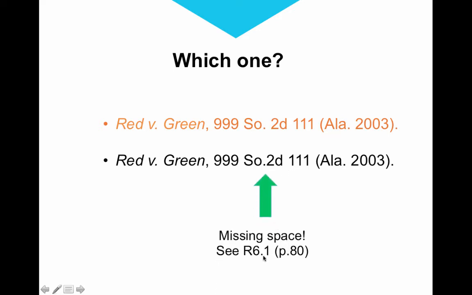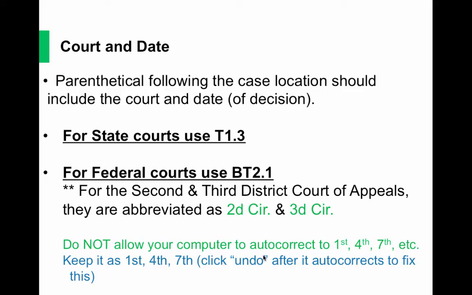Again, Rule 6.1 is going to be your best friend. The last thing that you need to include is the court and the date. This is going to be in a parenthetical at the end of your citation. For state courts, you can use Table 1.3, and for federal courts, BT 2.1.